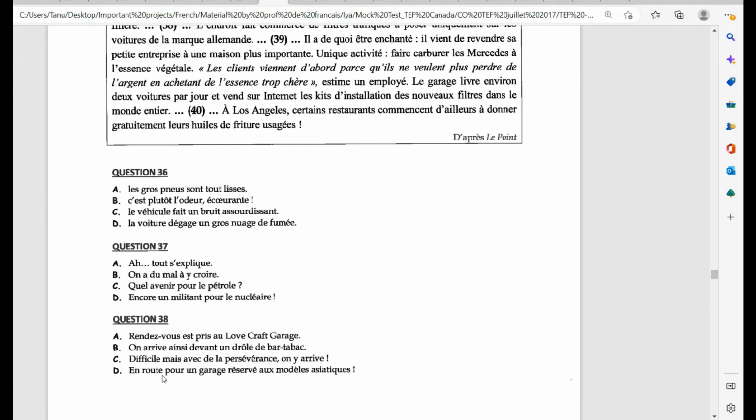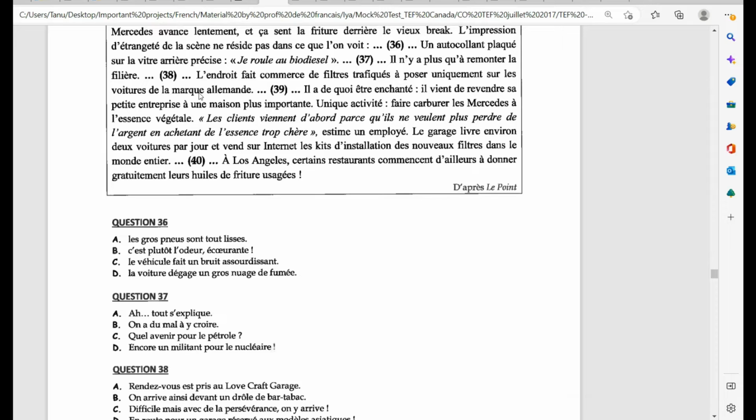En route pour un garage réservé au modèle asiatique. No, in the next sentence, we are talking about the place which is basically for vehicles which have a German brand. So fourth option is also eliminated. The only option that we are left with is Lovecraft Garage, and we also agree that we are talking about some repair shop, some kind of garage here in the next sentence. So answer should be option A.